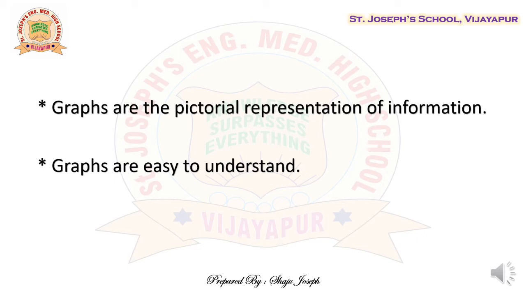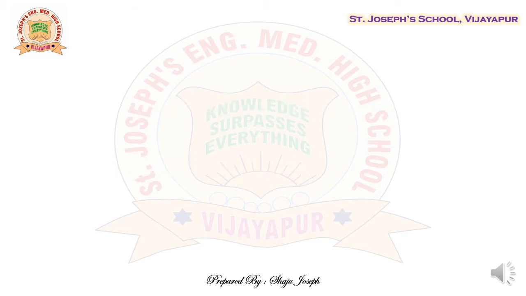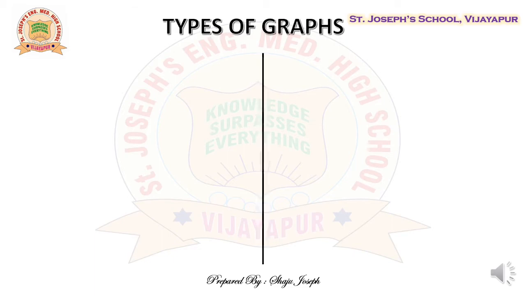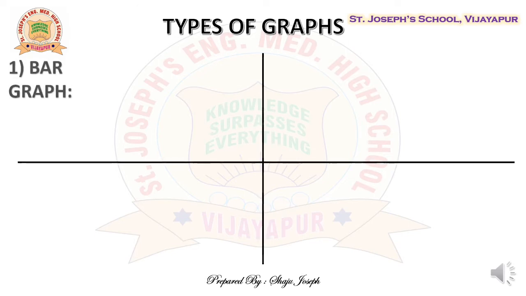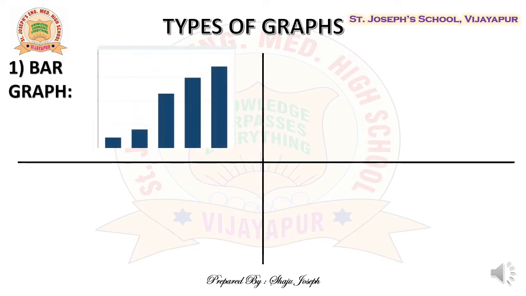Let us see how. Types of graph. Which are the common types of graph that we use? First one is the bar graph. Bar graphs are horizontal or vertical bars which indicate the quantities of different objects. Now, if there is no distance between the bars and they are attached to each other, then these are called histograms.